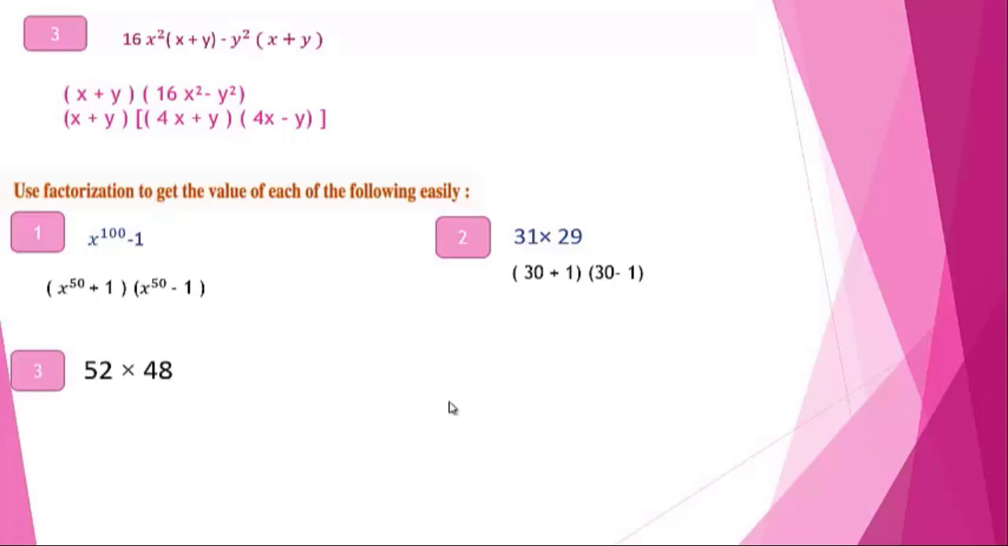52 times 48. How to write this using the difference of two squares? We can open two brackets. 52 we can write as 50 plus 2 in the first bracket, and in the second bracket we write 50 minus 2. 50 minus 2 equals 48.